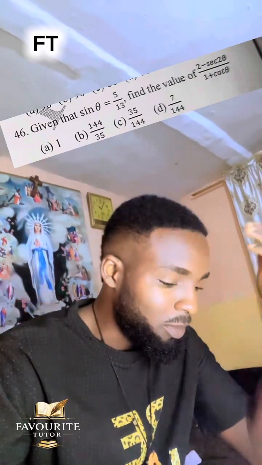Question number 46. Given that sine theta is equal to 5 over 13, find the value of (2 minus sec 2 theta) over (1 plus cot theta). It is very simple. This is a Uniben post-UTME question for physical science and engineering. Welcome to class.